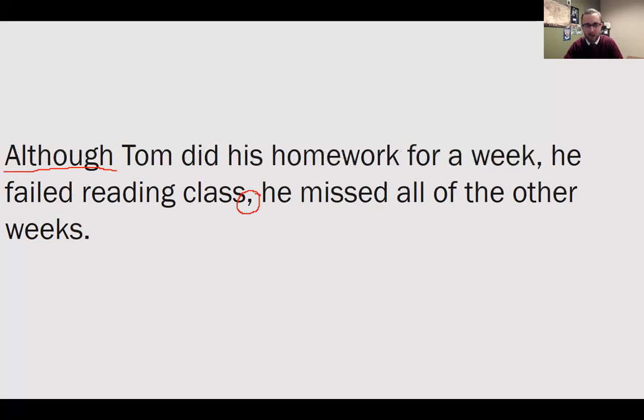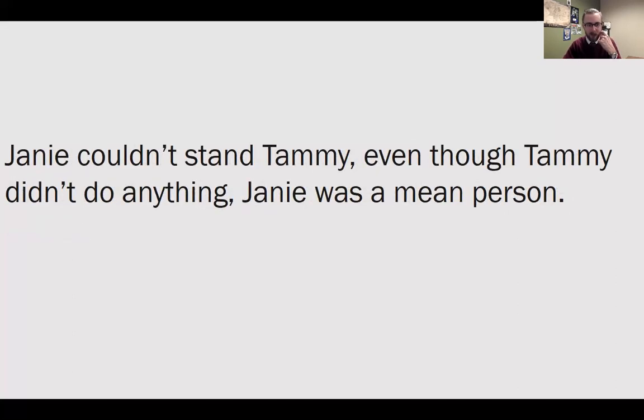I should probably just go ahead. You don't really want to have three clauses in one sentence. You can, but the more clauses you try to juggle, the more likely it is you're going to make some kind of grammatical error. So how about instead of a comma here, I just put a nice clean break. I will put a big period. And if I make it a period, I obviously am going to need to capitalize the first letter of the next sentence. So he will become He. So although Tom did his homework for a week, he failed his reading class, period, capital H, He missed all of the other weeks.